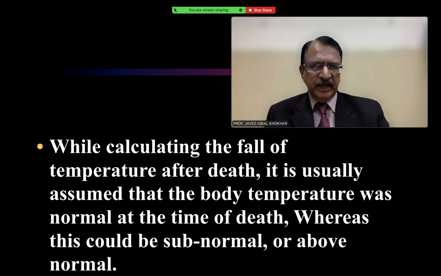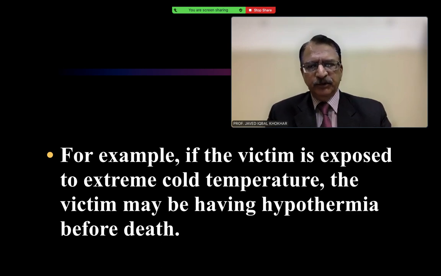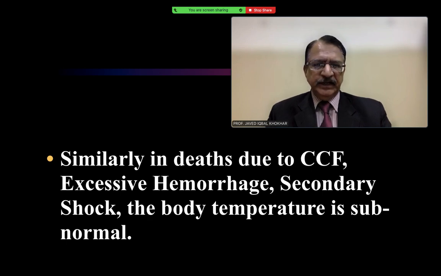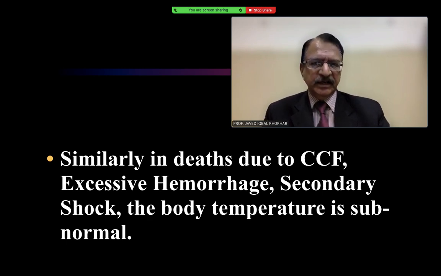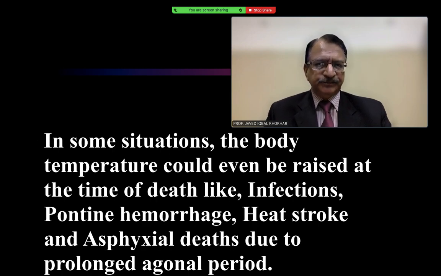Whereas this can be subnormal or this can be above normal. For example, if the victim is exposed to extreme cold, then there should be hypothermia. And if the death is due to congestive cardiac failure or excessive hemorrhage, secondary shock, the temperature is subnormal. And sometimes the body temperature is raised because of infection, spontaneous hemorrhage, death due to heat stroke, or in asphyxial death, and death where the agonal period is prolonged.